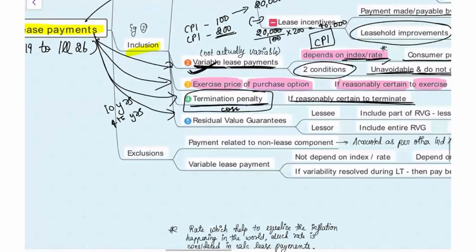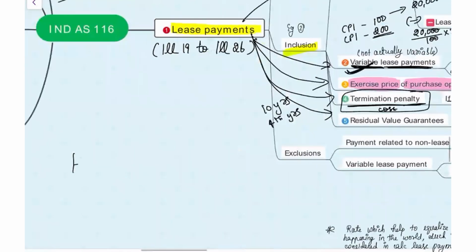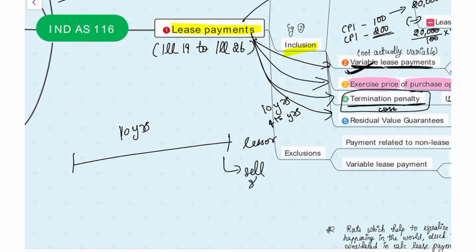And the final one is residual value guarantees. So what does residual value guarantee mean? Suppose you're going to use this Pani Puri shop for 10 years. What the lessor might expect is that at the end of these 10 years, if I am going to sell this Pani Puri shop, I will fetch around 10,000 rupees.